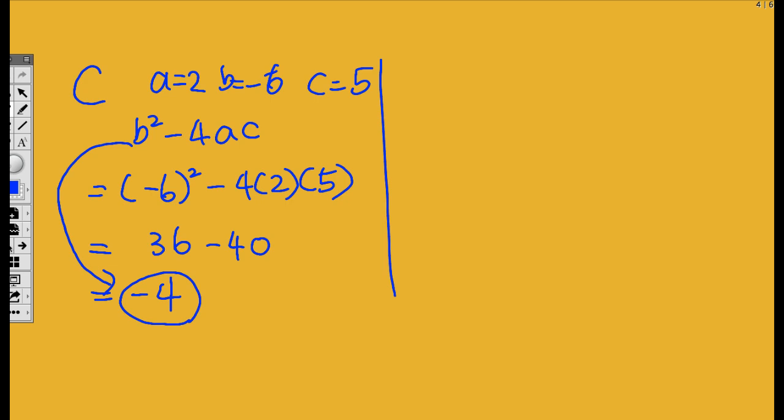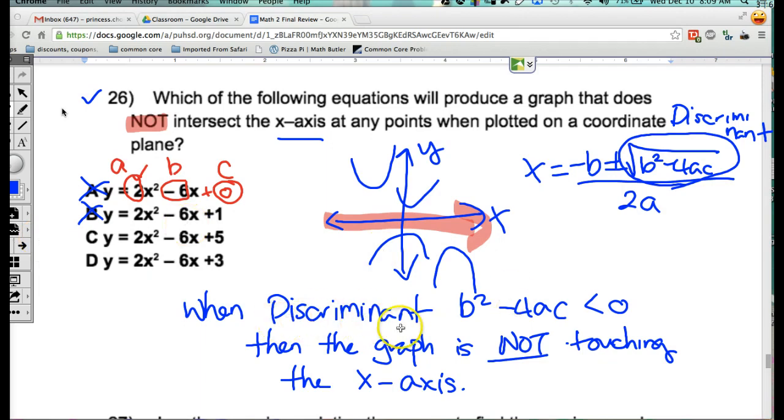So if you go back, what did we talk about? When the discriminant, b squared minus 4ac, is negative, then the graph is not touching the x-axis. Isn't that what they're asking for? When does it not intersect the x-axis? Right here. Okay? So that will be your correct answer. And I know it seems really crazy, but it's actually quite easy. Now, let's go ahead and do your practice question.